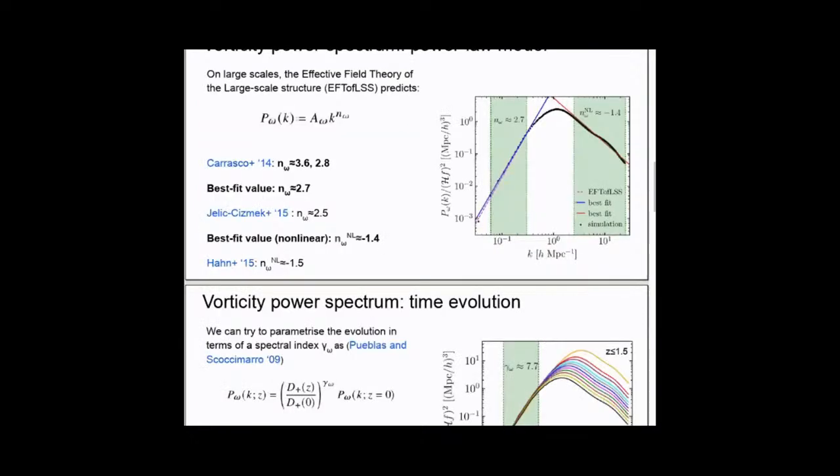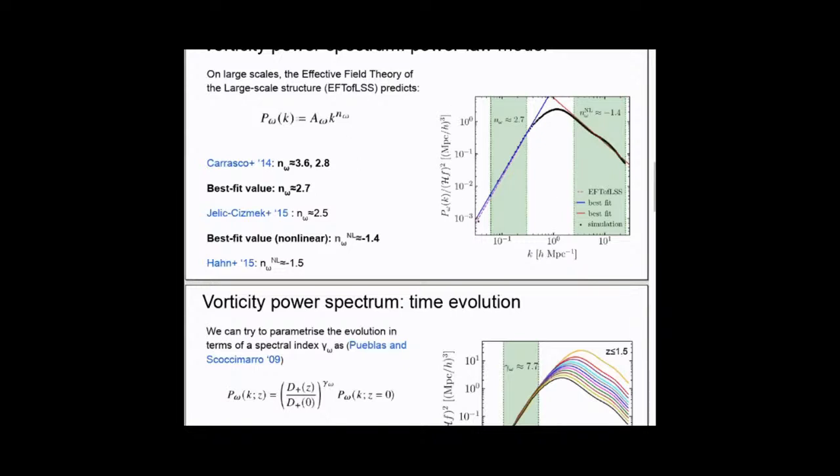So I will start showing some results for the vorticity power spectrum, which I'm showing here on the right. This is the redshift zero vorticity power spectrum measured from the simulation, the black dots. As I said, standard perturbation theory doesn't give you a prediction for this because it vanishes for a perfect fluid. But other approaches such as EFT of LSS predict that the shape of the spectrum on large scales should follow a power law like this.